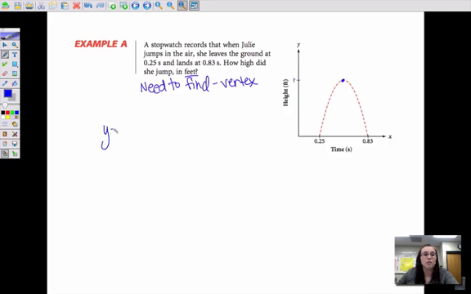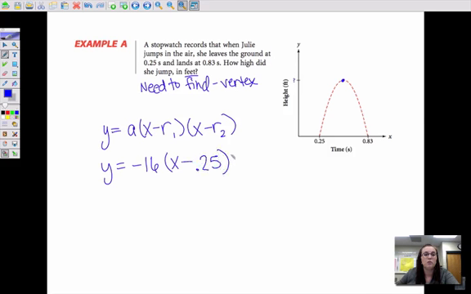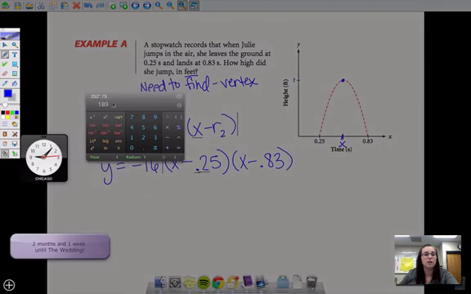In factored form, and I don't remember exactly what letters we've used, we can just plug in negative 16 and then x minus 0.25 and x minus 0.83. Those are our roots. Then what we need to do is find the vertex. What we've done in the past is average these two numbers to find the middle. That would be our x value. So let's go ahead and do that.